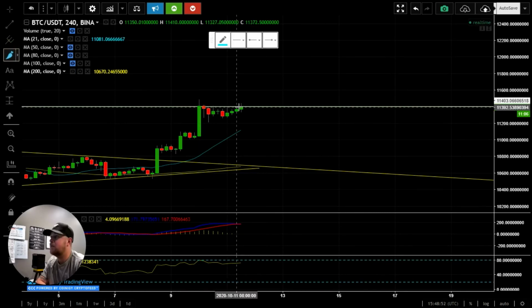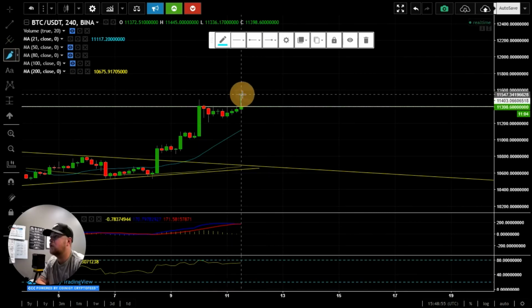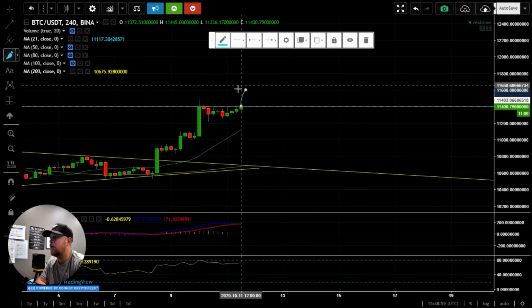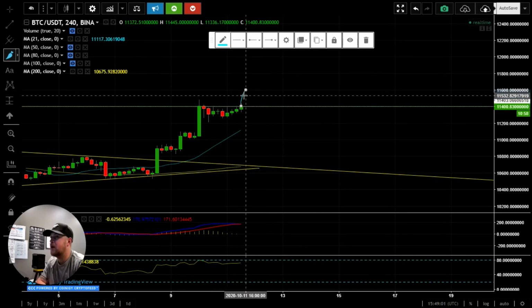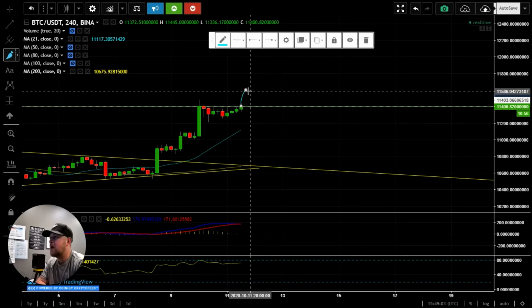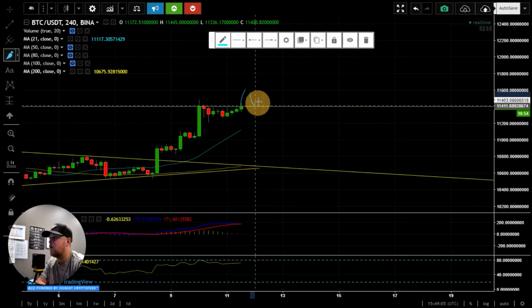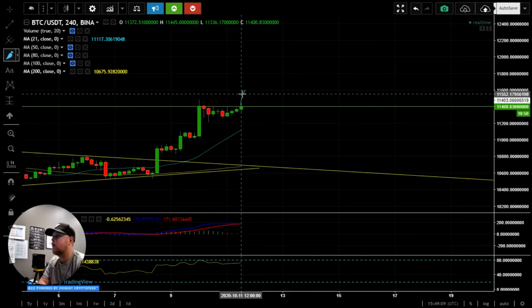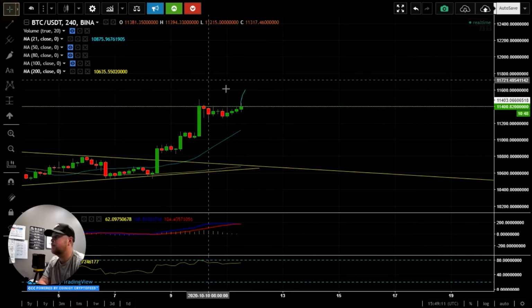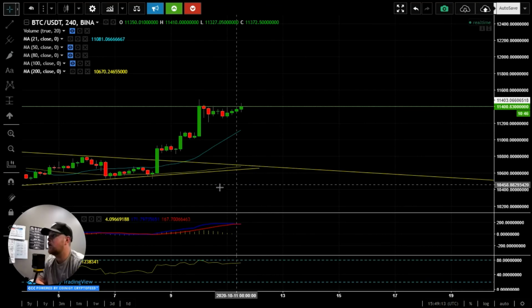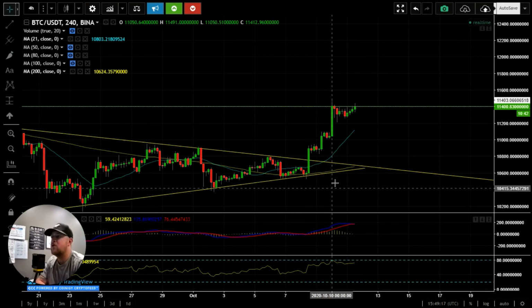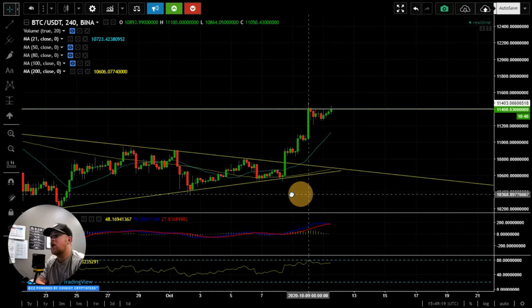So if it breaks up above and closes up here, if it closes up around this area, then it comes back down, and this is now support to head back up. Let's get those out of there. Okay, so what else do we want to kind of do, try and figure out what this market is doing.